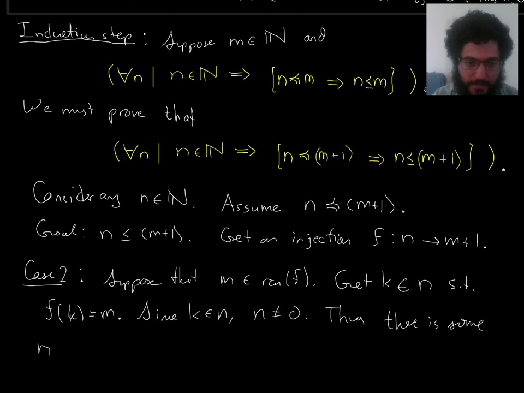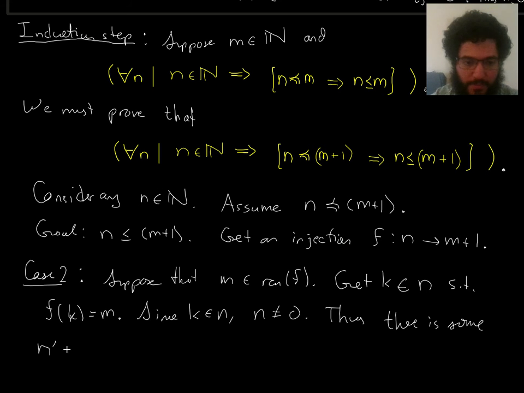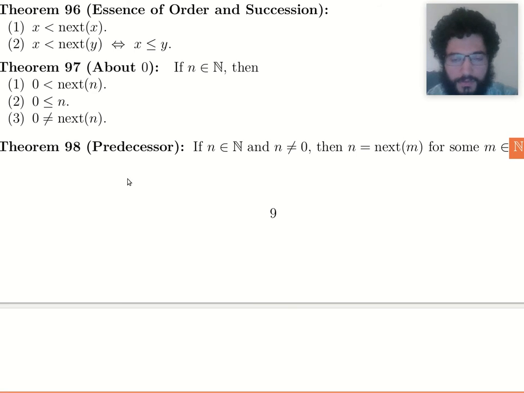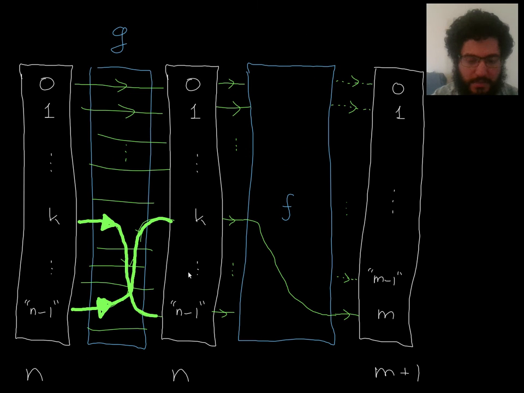So then there's some natural number n prime such that n is the next of n prime. In other words, n prime plus 1. So that's what I get from theorem 98. Okay, so now I've described this. This is n prime. Let me just call it n prime here.